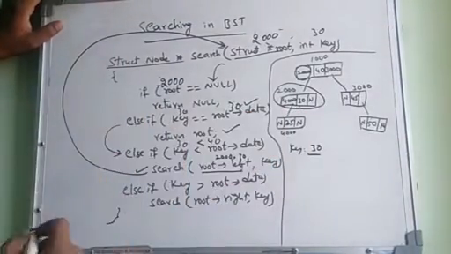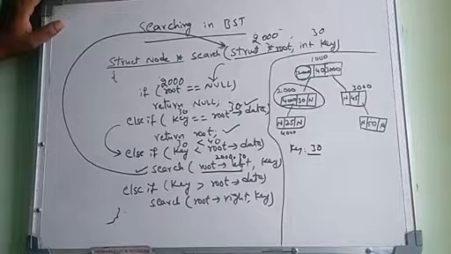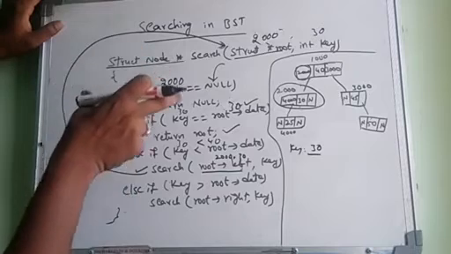address 2000. Then the printf statement prints: the key is found in the list. This is the searching position.